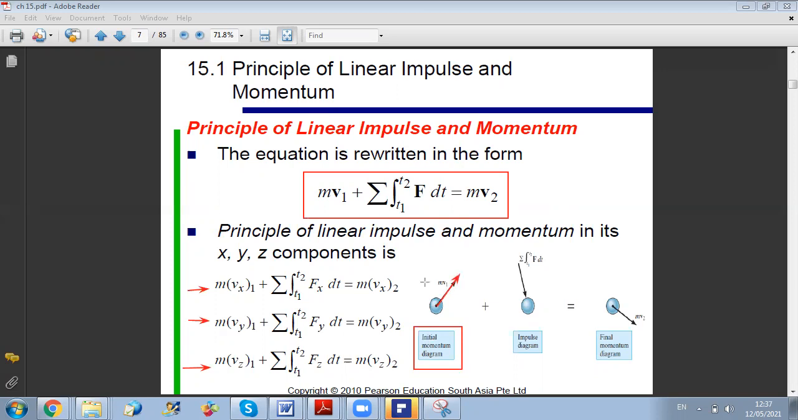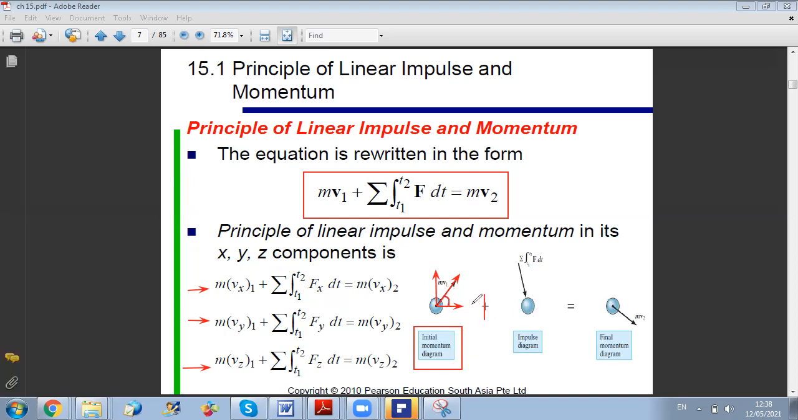So for example, if you know the initial velocity, you can decompose it into x and y components, or you can give the vector with the angle, if you know the initial angle. Okay, so this is the initial momentum diagram.